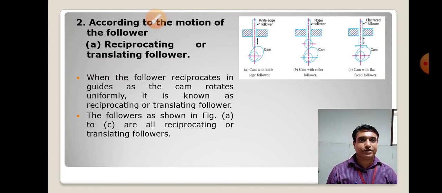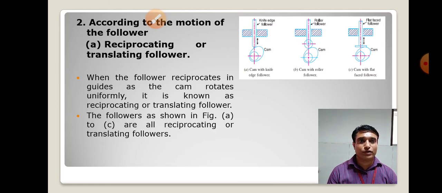Now the second kind of classification of follower is according to the motion of the follower. It means whether the motion is reciprocating, translating or rotary, that can distinguish the type of follower. So in this category, the first classification of follower is the reciprocating or translating follower. We can see the figures of this kind of followers on the screen.